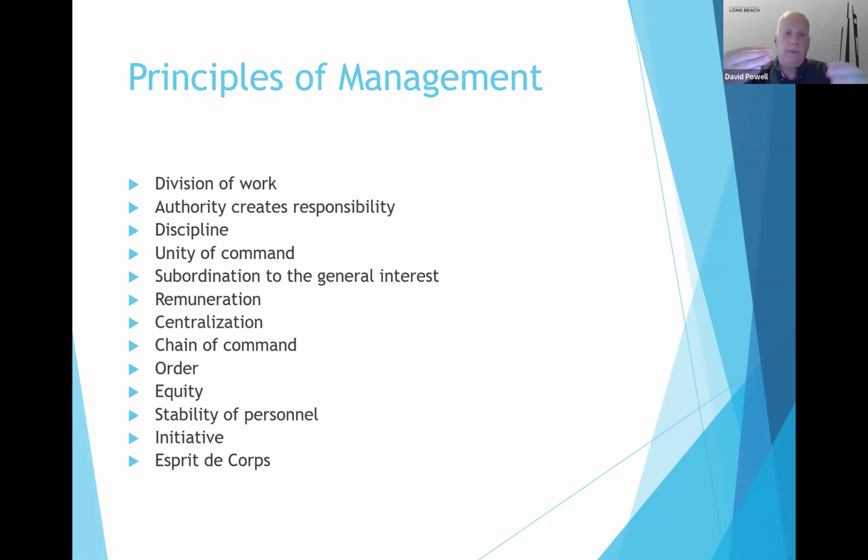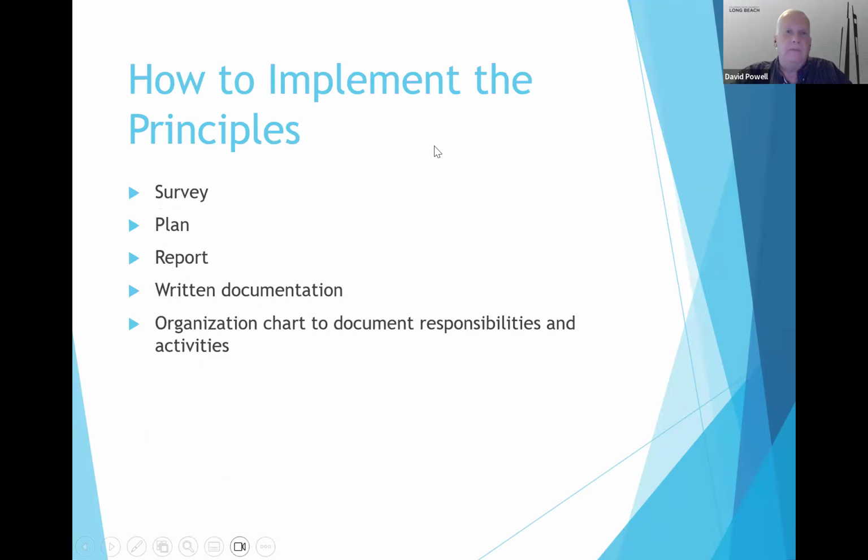So Fayol is telling us here are these discrete principles of management. If we can teach these principles to all of our managers, that's how we will make effective and efficient managers, which then in turn will make for effective and efficient organizations. So how do we go out there and implement these principles? This is where you get your basic survey, plan, report type of cycle. You've probably seen it a thousand times if you've ever taken business or management courses.